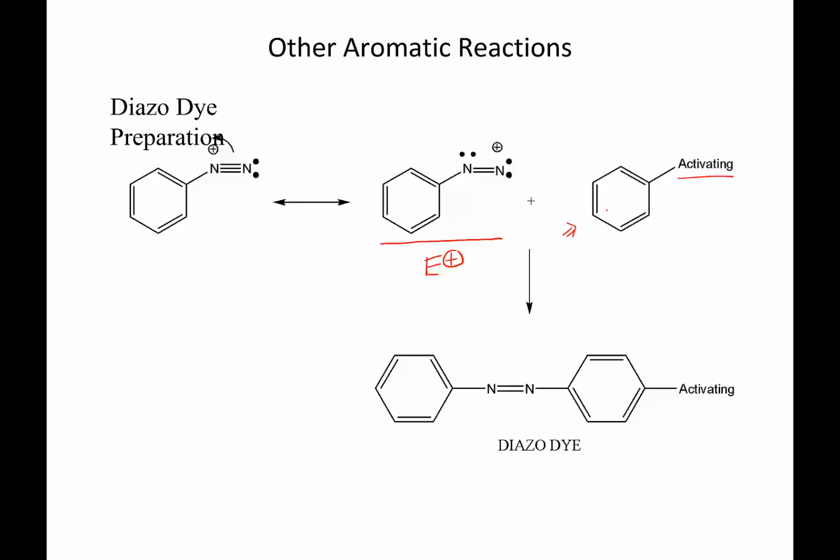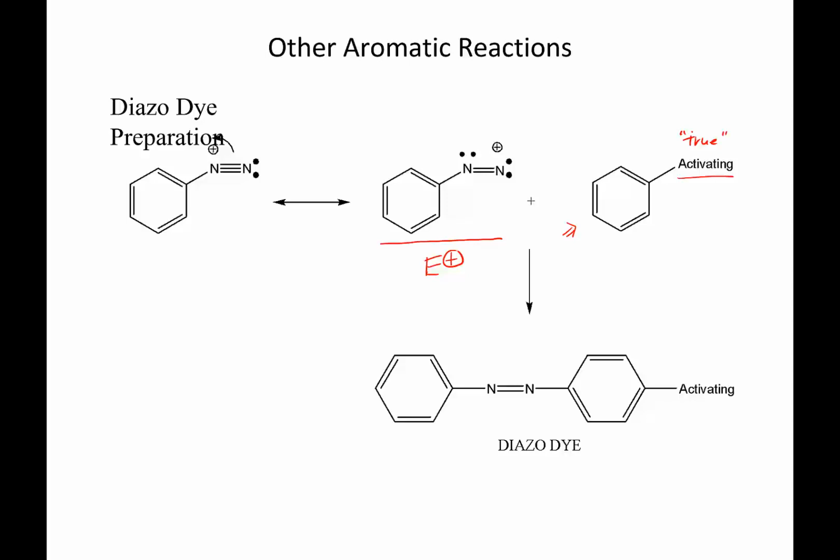Jacob? It cannot be a halogen. So this has to be a true activating group. And usually what's done is it's nitrogen or oxygen.